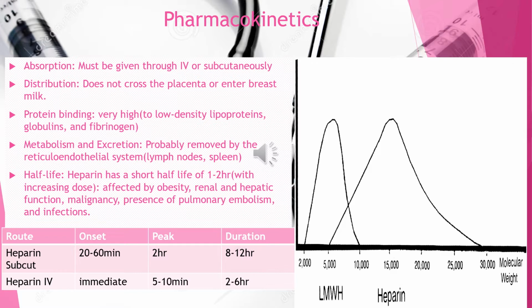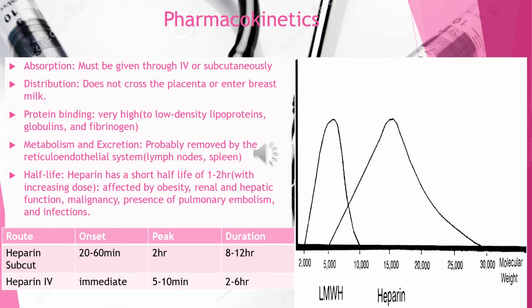When it comes to distribution, heparin does not cross the placenta or enter breast milk. Heparin has very high protein binding. When it comes to metabolism and excretion, it's probably removed by the reticuloendothelial system. Heparin has a very short half-life of 1 to 2 hours with increasing dosages. It's affected by obesity, renal and hepatic function, malignancy, presence of pulmonary embolism, and infection.